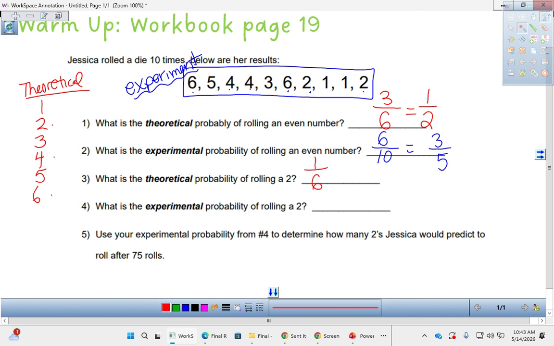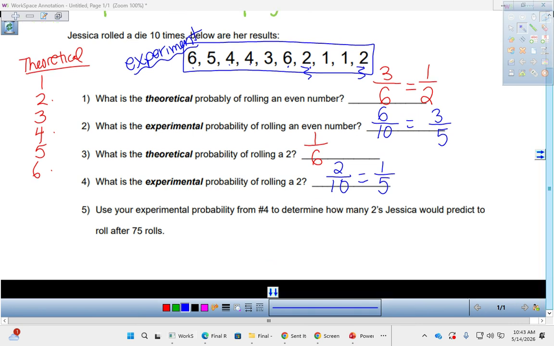What's the experimental probability of rolling a 2? We've got 2 2s out of 10, and that reduces to 1/5. So experimental probability, you're using the data. Theoretical probability, you're not using the data. Use the experimental probability in number 4. So I'm going to use my 1/5. You could also use the 2/10, right? The answer to number 4 is 1/5 or 2/10.